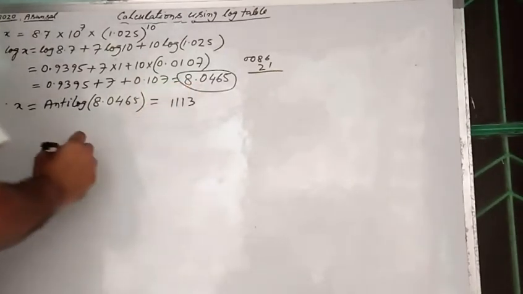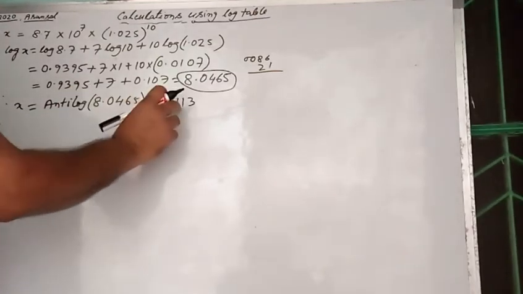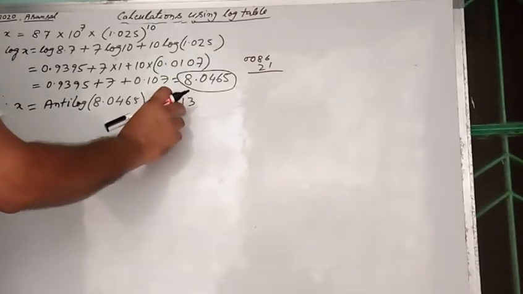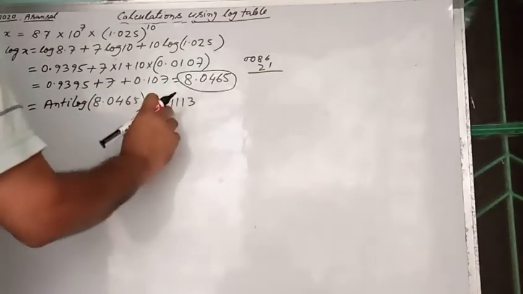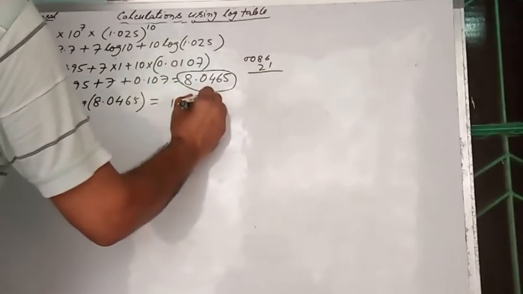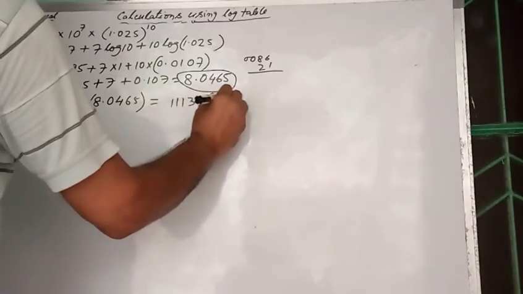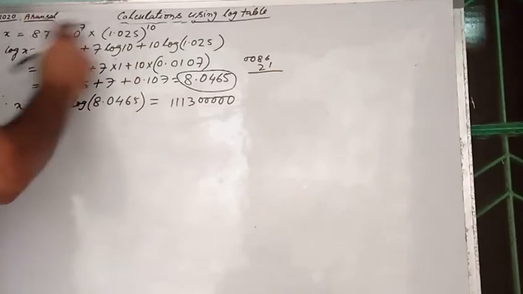1113. Now since here the characteristic is 8, where to put the point? The point will be put after 8 plus 1, that is 9 digits. Already there are 4 digits, so we need 5 more zeros. 1, 2, 3, 4, 5 zeros. This is the value of this.